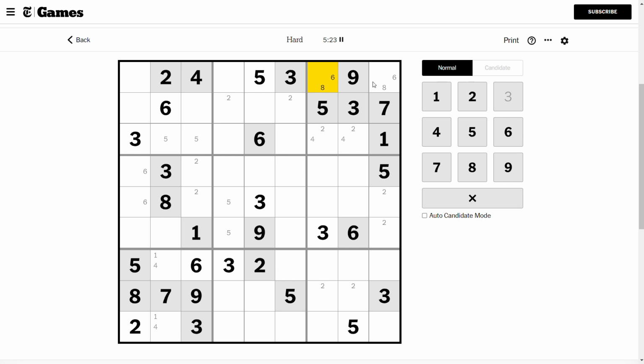I'm not sure if 8s do much. I mean, I see that these 8s point up. Okay, let's look at row 1. There are 4 open cells left. There's a 6-8 pair, meaning that the other 2 open cells are for the digits 1 and 7.